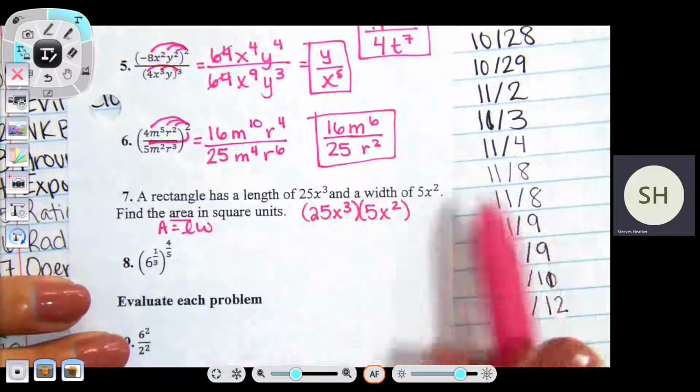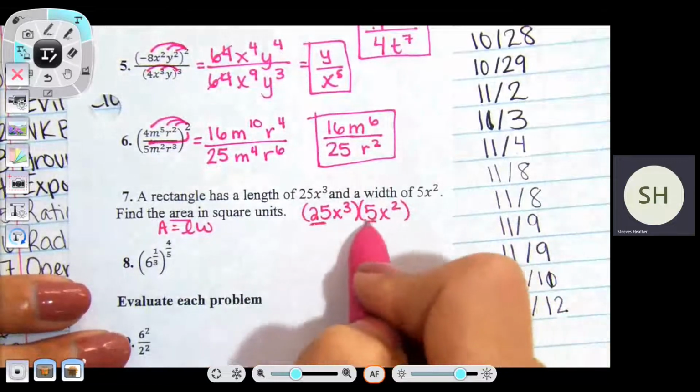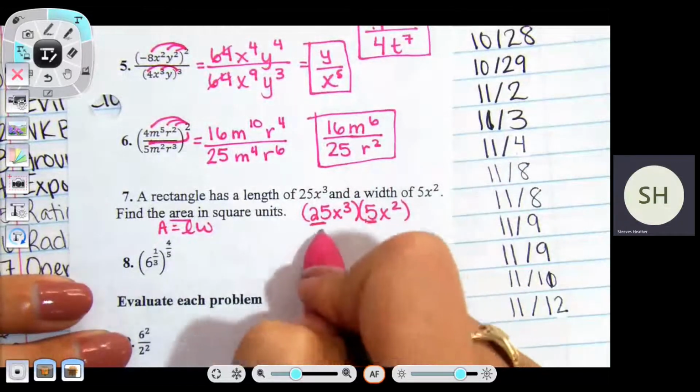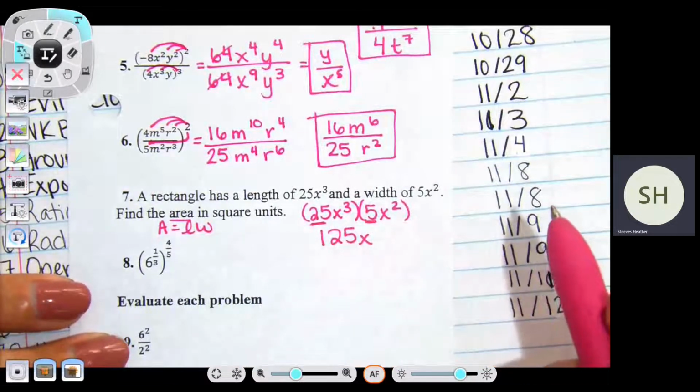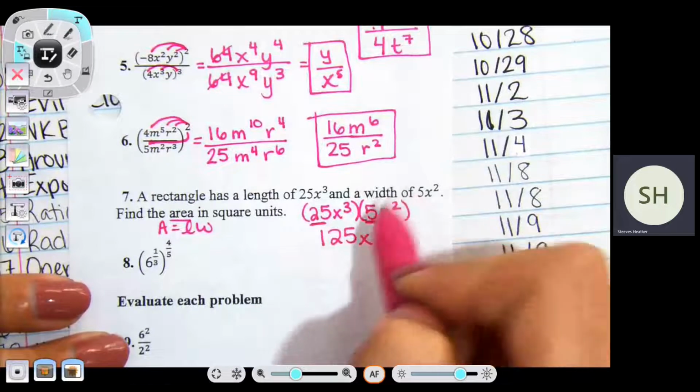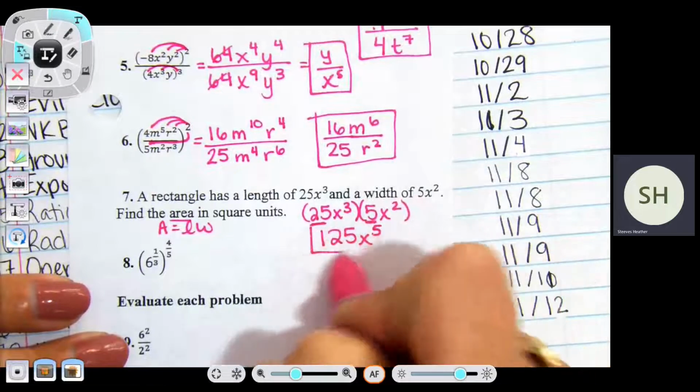So I multiply my constants. 25 multiplied by 5 is going to make 125. And then for a multiplication problem, I'm actually adding the exponents. So 3 plus 2 will make a total of 5.